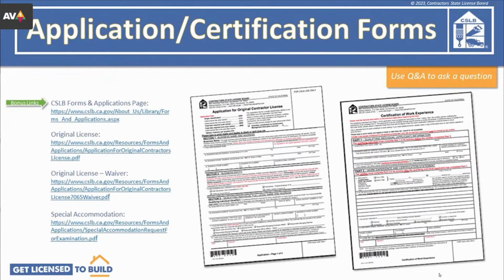On the left is the license application. On the right is the certification of work experience. You can get these forms on the CSLB website. There's a bonus link on the left side of the page, so be sure to download this presentation. We will give you a closer look at the different sections of these forms a little later.